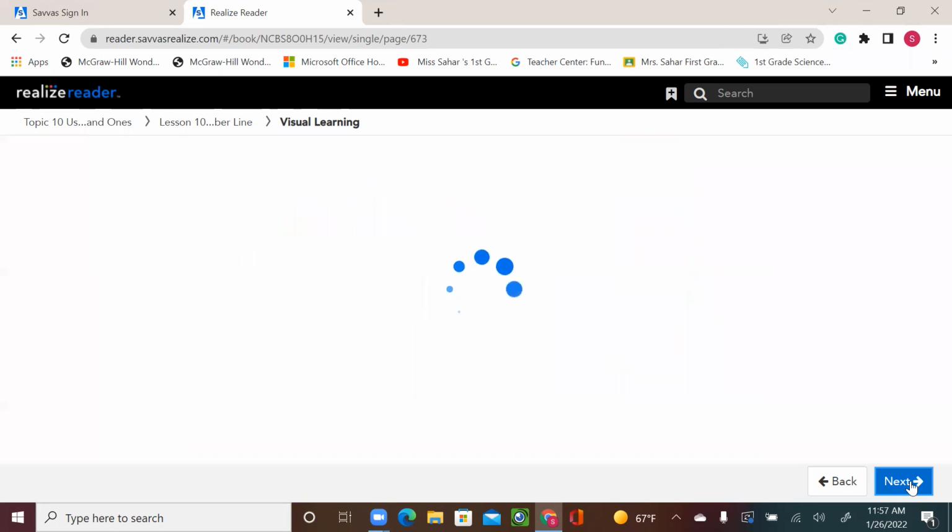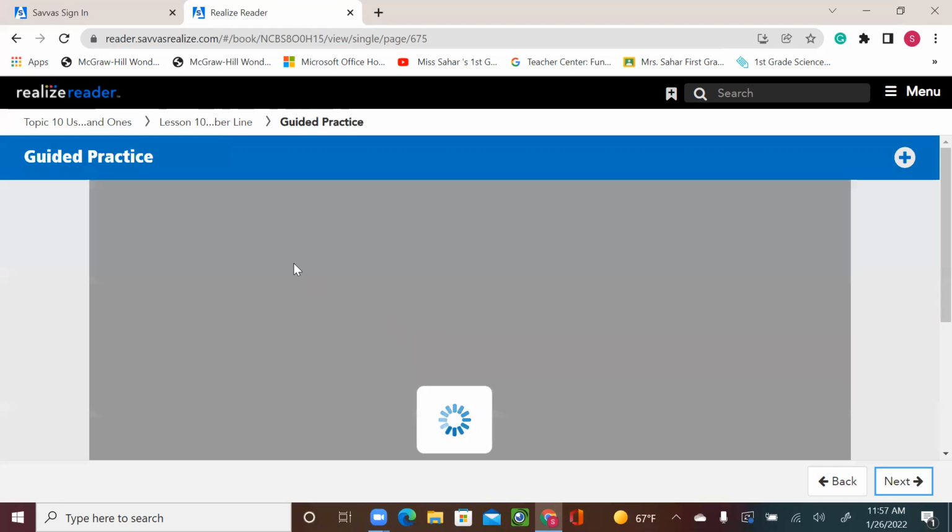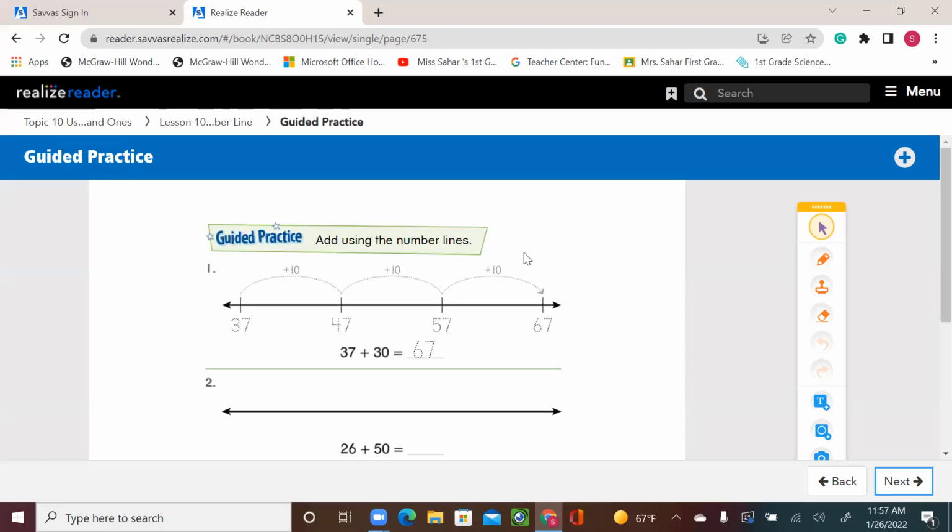All right, let's see our guided practice. Your book, page 414. Add using the number lines. Number 1, 37 plus 30. Start with 37. 30 means 3 tens, or 3 big hops. So 10, 20, 30. 37 plus 10, I know my tens digit increased by 1, so 37 will be 47. 47 plus 10, 57. 57 plus 10, 67.